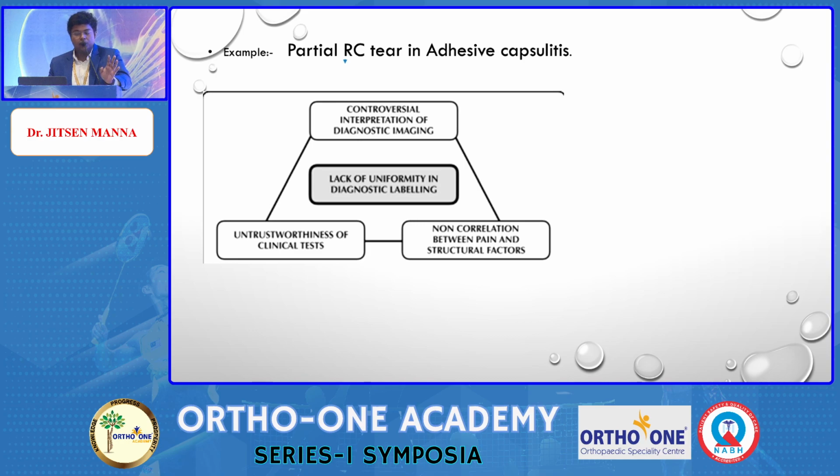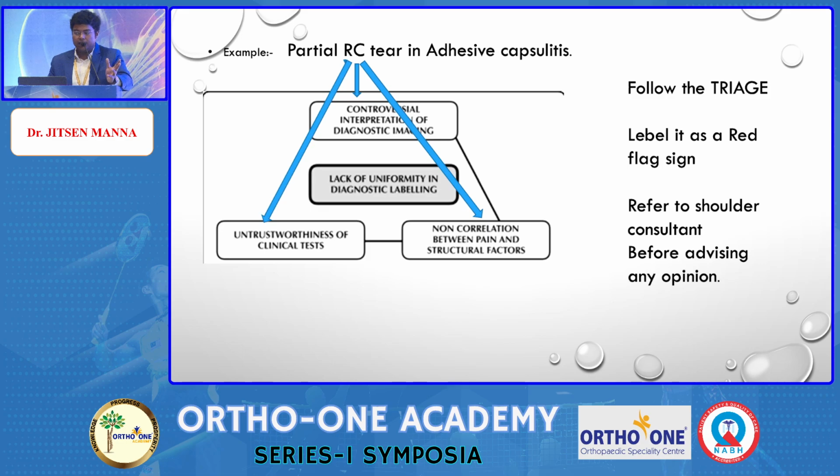But some of them have been advised by some other doctor, okay, you need to go for surgery. So when this kind of dilemma comes up, we don't trust our clinical test, because the shoulder is frozen, we cannot do the clinical test, and the MRI is not very clear. Immediately refer the patient to the corresponding shoulder consultant as per the triage, label it as a red flag sign, and let the patient be taken care of by the consultant.